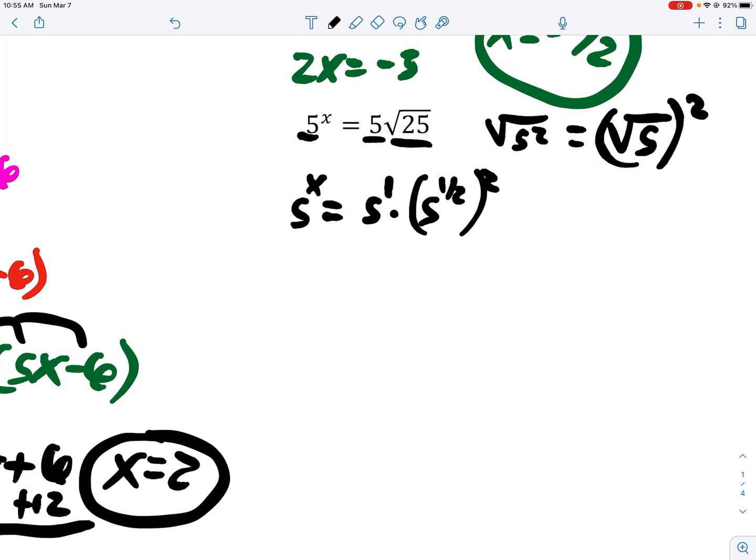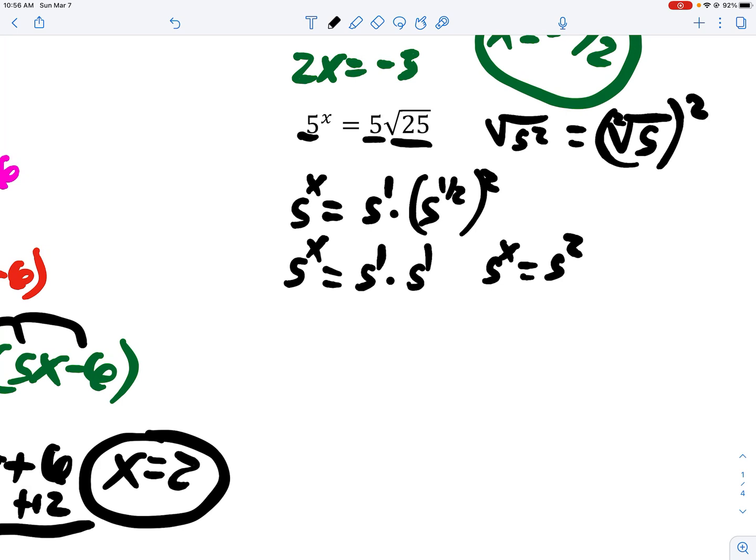Because you're taking the square root of 5. So the base is 5 and you're doing it one time, but then you're squaring it. So you have a power to a power. So this is really 5 to the x equals 5 to the 1/2 times 2. 1/2 times 2 is just 1, so this is just 5 to the 1. So 5 to the x equals 5 squared.